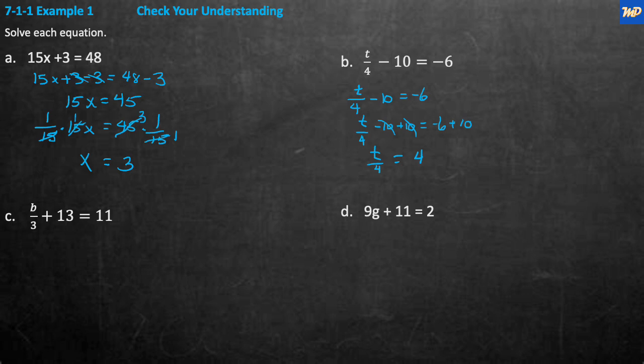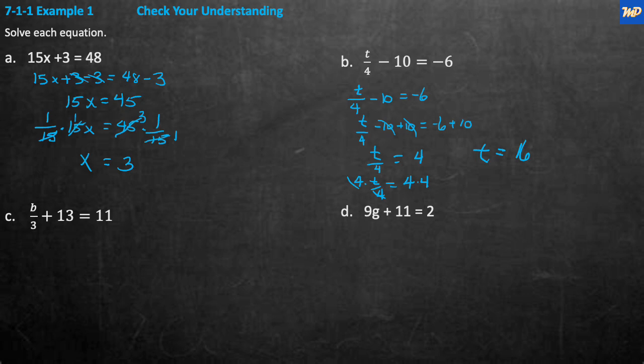We need to get rid of this division by 4 here. So to do that, we're going to multiply by the reciprocal of 1 over 4, which is 4. So we're going to multiply 4 times t over 4 is equal to 4 times 4. You have to multiply both sides by 4. And these two 4's cancel, and we end up with t equals 4 times 4 equals 16.